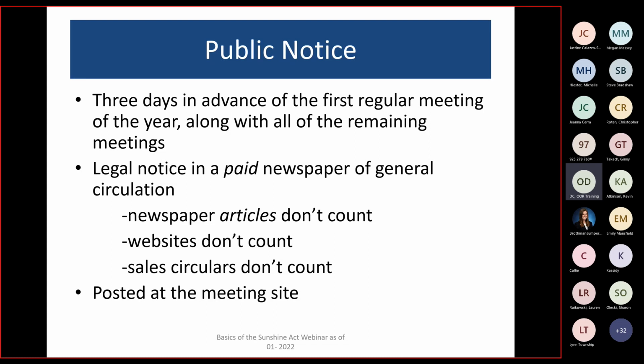Now, you can have the legal notice as well as using your website to announce when the public meeting is, which I think is a great thing. You know, use your social media to get the word out there to the public about your operations. So yeah, put meeting times and dates on your website. Okay, but it doesn't in itself satisfy the language of the Sunshine Act. Okay, and then those free sales circulars that show up like 3 days a week in my mailbox, they don't count either. It needs to be a paid newspaper of general circulation.